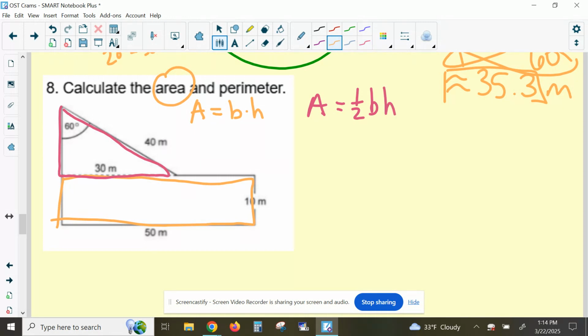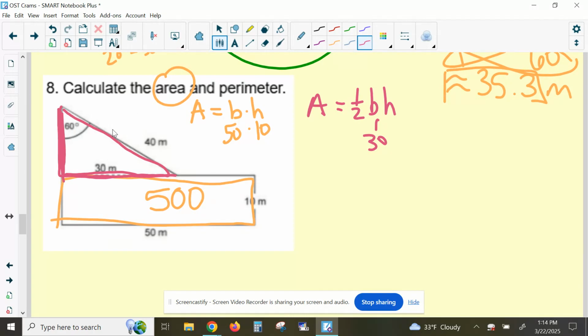Okay, let's do the rectangle first. So the base is 50 and the height is 10. So the area of this piece is 50 times 10, which is 500. And then for the pink piece, I need 1/2 the base times the height. So it looks like I have the base. So the base here is 30, but I don't have the height over here.